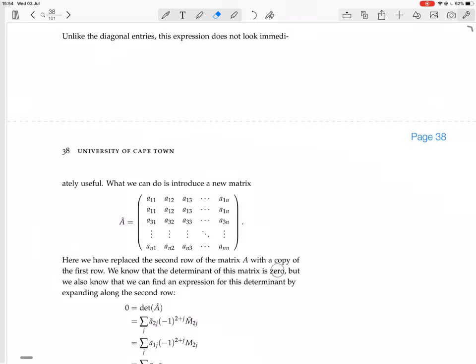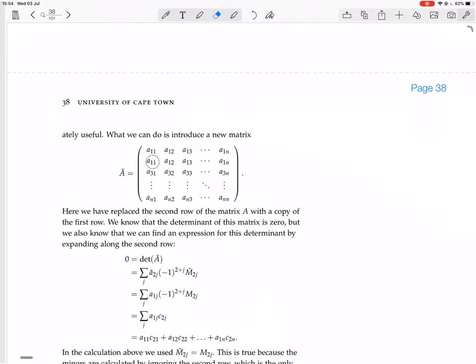We know that the determinant of this matrix is zero, right, because its first two rows are the same. But we also know that we can find an expression for this term by expanding along the second row. Okay, so we expand along the second row. That means, again, I don't really see the use of doing this in terms of minors. Why not just do it in terms of the cofactors of this matrix, okay? So the tilde means it's the cofactors of the matrix A with a tilde on it, not the original matrix without the tilde. So you do that.